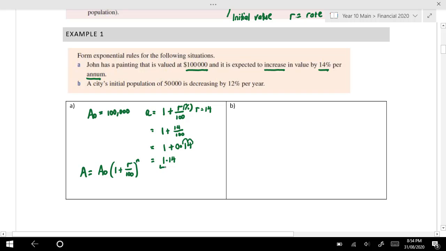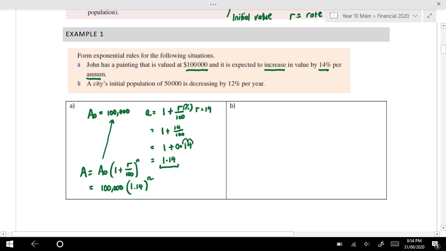Now, of course, we've already worked out what our growth rate is. That's 1.14, so we can go ahead and put that in. We also know that the initial value of this painting is 100,000, so let's put that in. Let's put in 1.14. And of course, we want to know what it's worth after n years, so that's just going to be to the power of n.